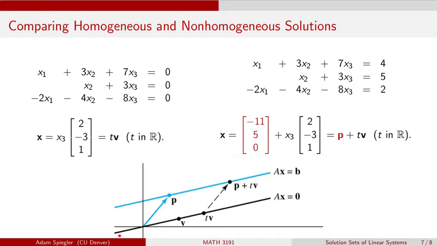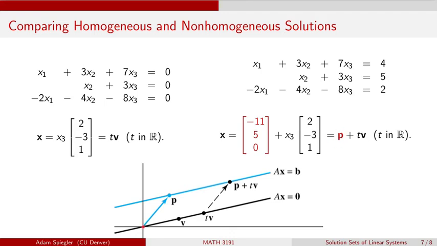So this black line in the graph down below corresponds to the solution set for the homogeneous system. So that's this system over here. Any scalar multiple of v is going to be a solution. The blue line above is now representing the solution to the non-homogeneous system. And the result is we take the homogeneous solution and we shift it by p.